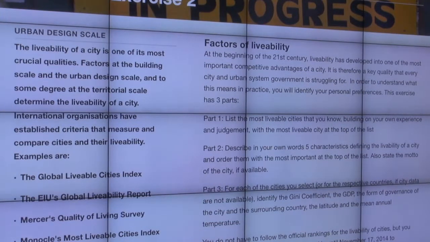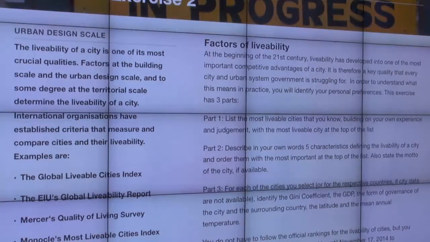So the first thing is to list the most livable cities that you know, building on your own experience and judgment with the most livable city at the top of the list. It doesn't matter where the city is, what it is. Just list the one that you feel is the most livable for you. Second part, describe in your own words 5 characteristics defining the livability of a city, and order them with the most important at the top of the list. That could be, I don't know, because it's nice weather, or lots of money, or nice people, whatever. Typically, you will end up with one or more of these stocks and flows that we discussed.